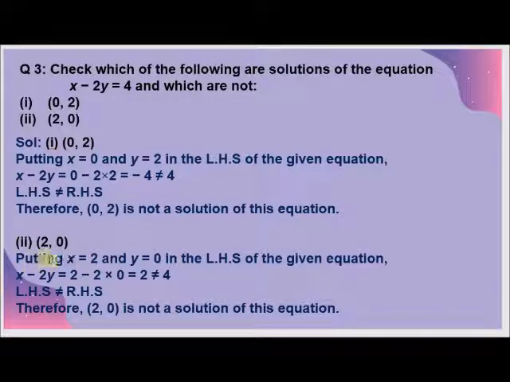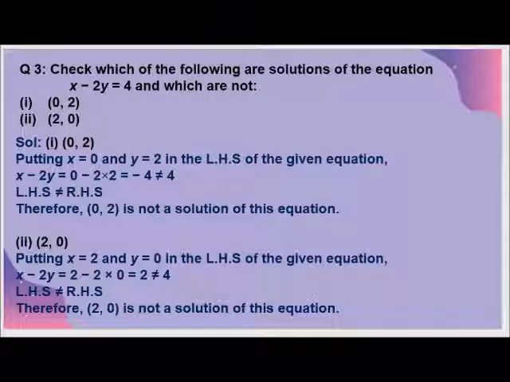Now the second part, (2, 0). Putting x equal to 2 and y equal to 0 in the left hand side of the given equation, x minus 2y is equal to 2 minus 2 into 0, which is equal to 2 only, and 2 is not equal to 4. Therefore the left hand side is not equal to the right hand side. So (2, 0) is not a solution of this equation.